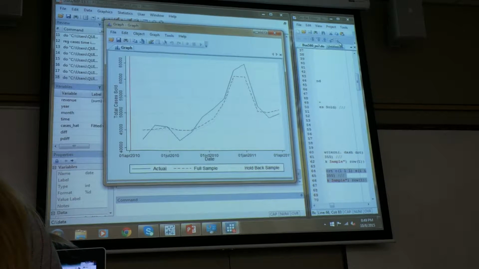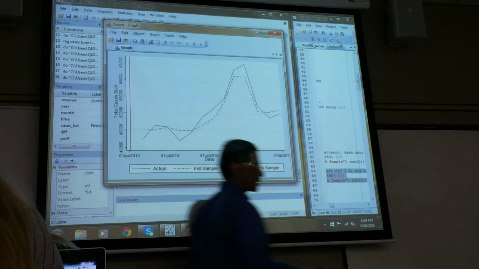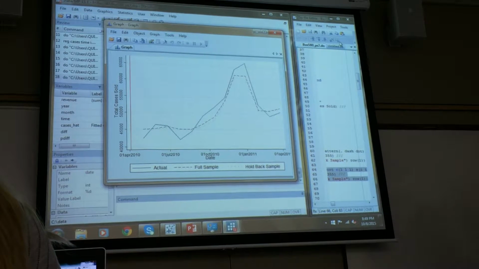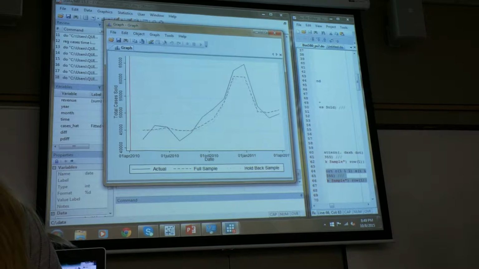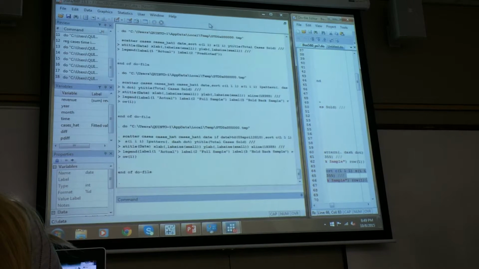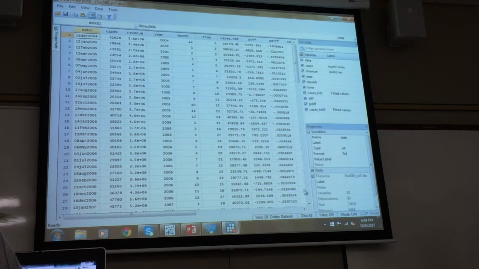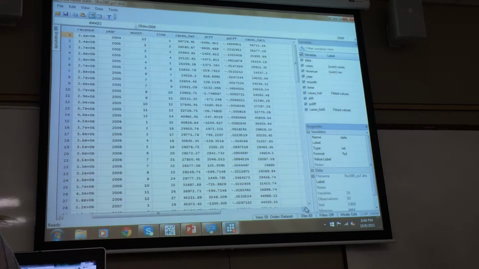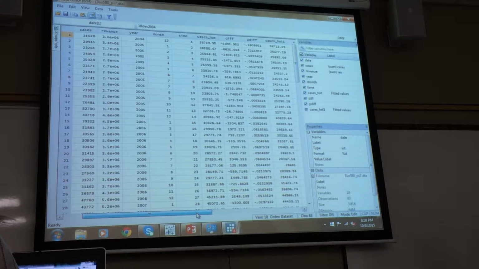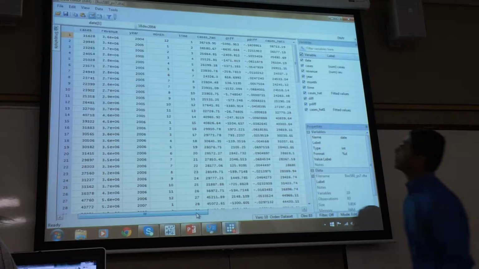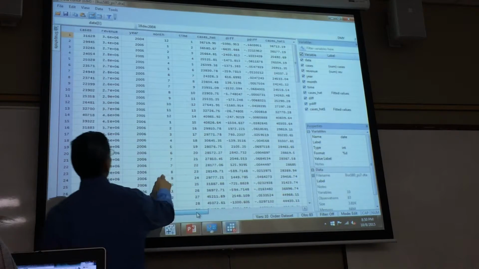So what does that mean? It means that, let's go back to the data. It's magic-ish. Just a little bit. Okay, so we got the time and we got month, right?